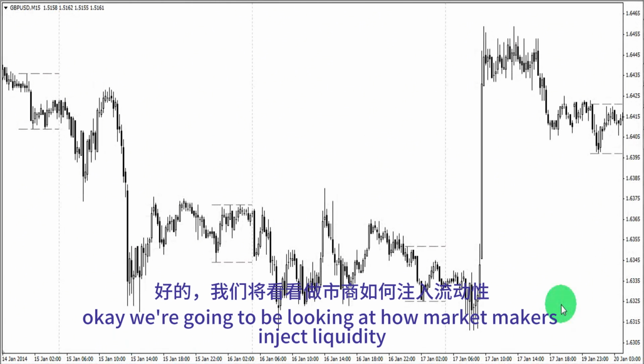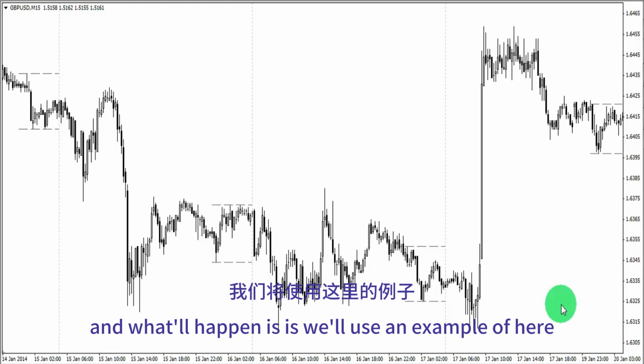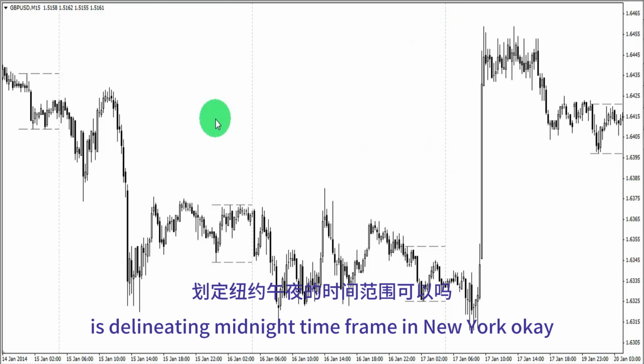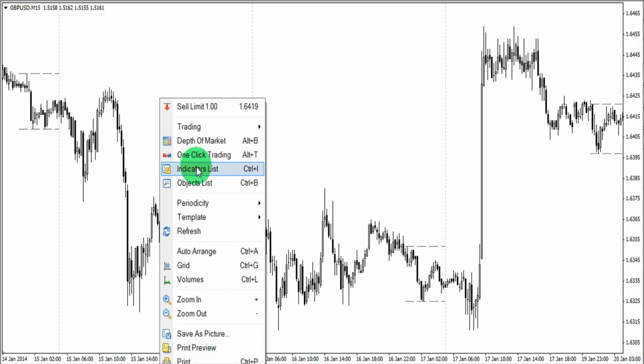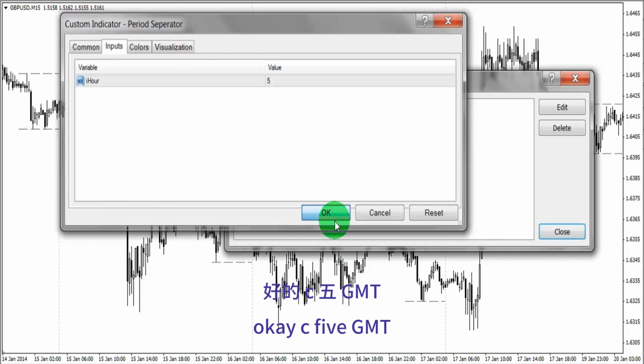Okay, we're going to be looking at how market makers inject liquidity, and it's primarily by function of what I call a Judas swing. And what will happen is we'll use an example here. The vertical lines that you're seeing on the chart are delineating midnight time frame in New York. Okay, so whenever you see that, understand that's what we're looking at. Okay, 5 GMT.